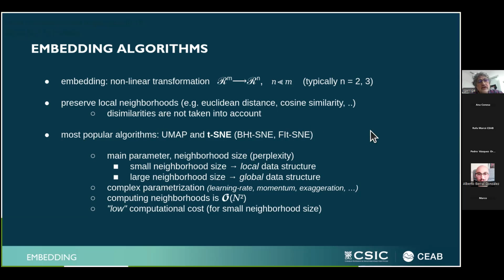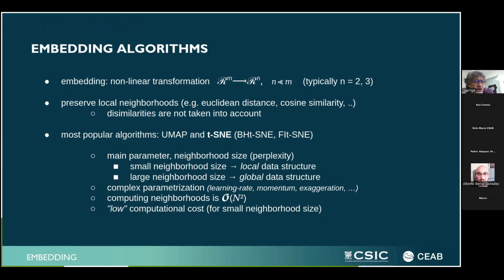The most popular embedding algorithms are UMAP and TSNE. And from TSNE, we have two well-known variants, the Barnes-Hut TSNE and the fast interpolation TSNE, which is the most recent and the faster. The main parameter in both algorithms is the neighborhood size, which in TSNE is called perplexity. For small values of this parameter, the embedding will capture what we call local structure in the data. And for large neighborhood sizes, the embedding will capture global structure in the data.